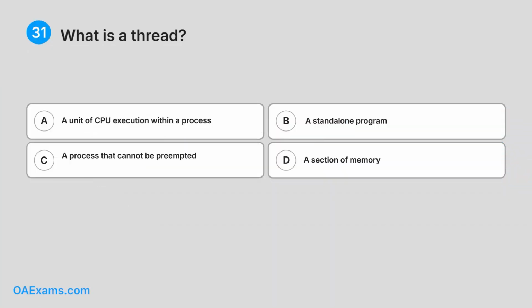31. What is a thread? A. A unit of CPU execution within a process. B. A standalone program. C. A process that cannot be preempted. D. A section of memory. Can you guess the answer?